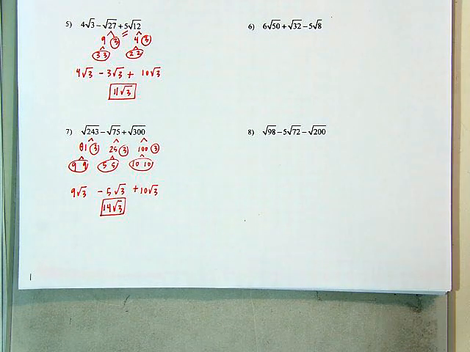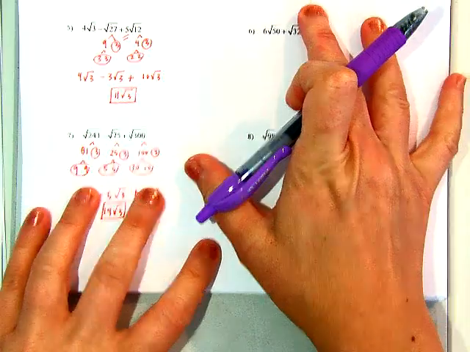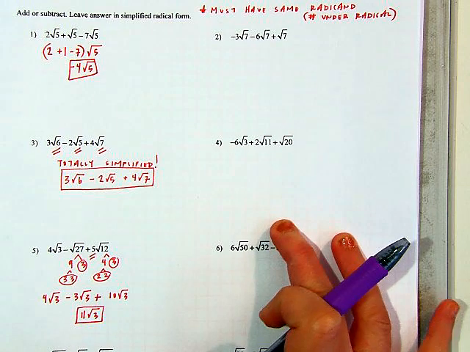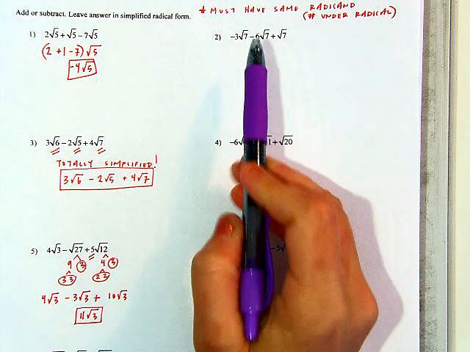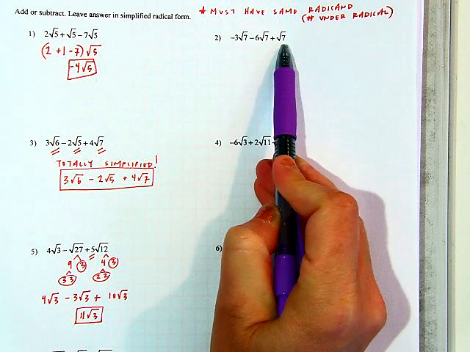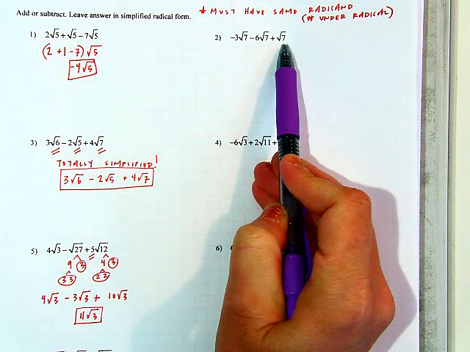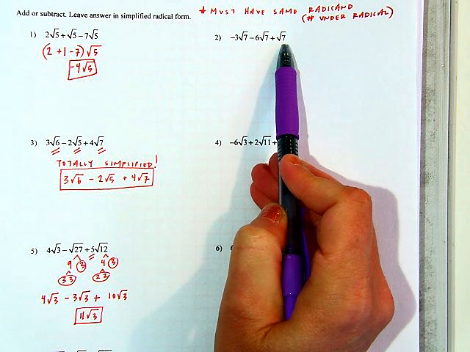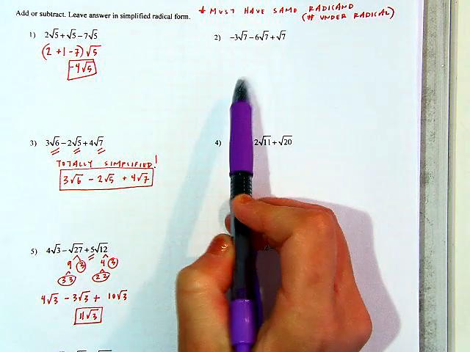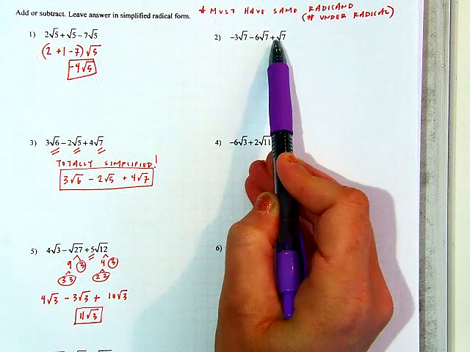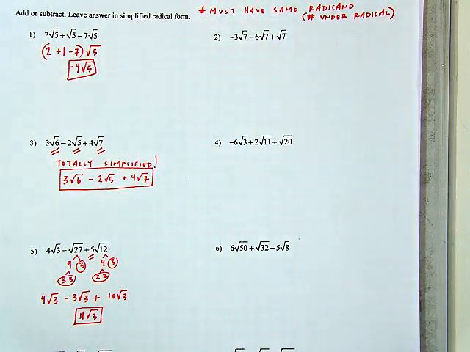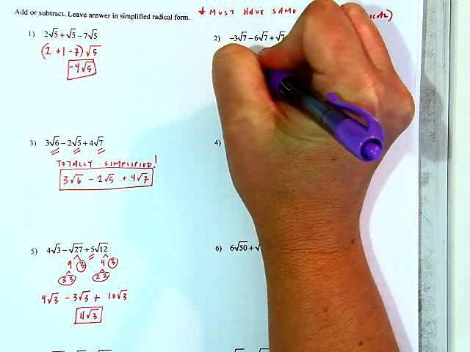Okay, here we go. Let's do the right-hand side. All right, so here in problem 2, I have negative 3 root 7 minus 6 root 7 plus root 7, right? They're all square roots. So they're all also the same radicand. Again, to add or subtract, I have to have the same radicand, that same number underneath the radical. So I'm going to take that negative 3, take away 6, so I have negative 9, and then plus 1, and I have negative 8. So I have negative 8 root 7.